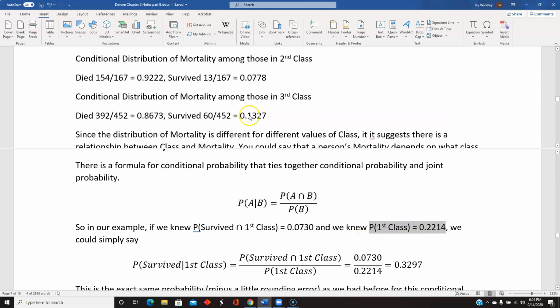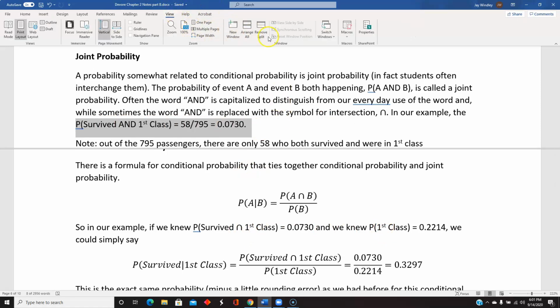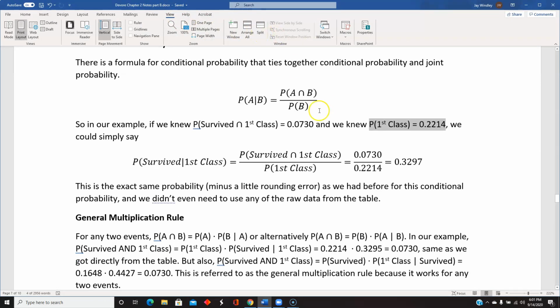And suppose we know that the probability that someone survived and was in first class, right here, is 0.07. So if we know those two probabilities, then we can use them in a formula. The probability that someone survived, given that they're in first class, is the probability that they survived and they're in first class divided by the probability that they're in first class.